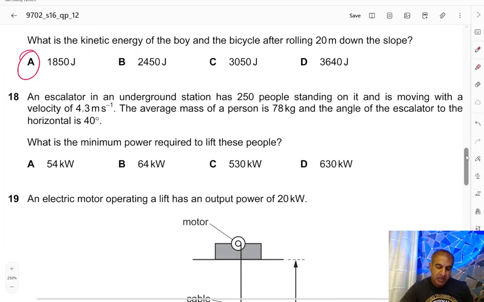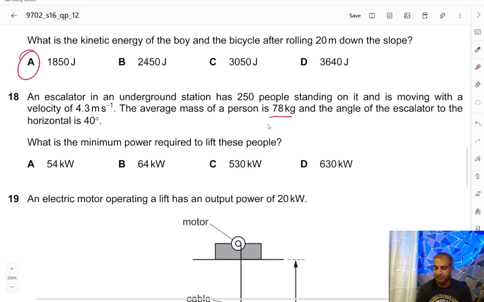18. An escalator in an underground station has 250 people standing on it and is moving with a velocity of 4.3 meters per second. The average mass of a person is 78 kg. So we will need to multiply these two values to get the total mass. And the angle of the escalator to the horizontal is again 40 degrees. What is the minimum power required to lift these people?